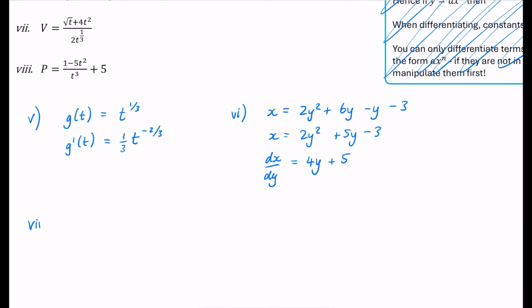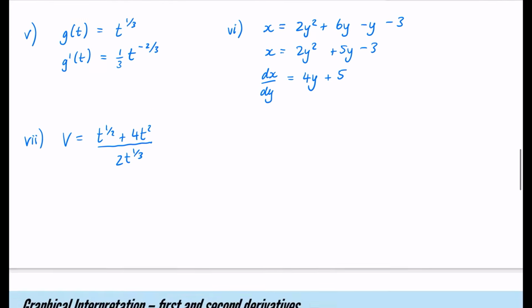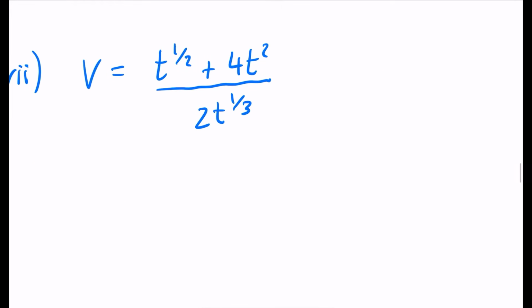So the seventh one that we've got, we have v equals the square root of t. I think the square root of t I'm going to rewrite as t to the half, and I get a 4t squared, and this is being divided by 2t to the third. Now it's not in that standard form, so I'm going to need to do each of these things divided by 2t to the third. So I will begin by concentrating on this one and this one.